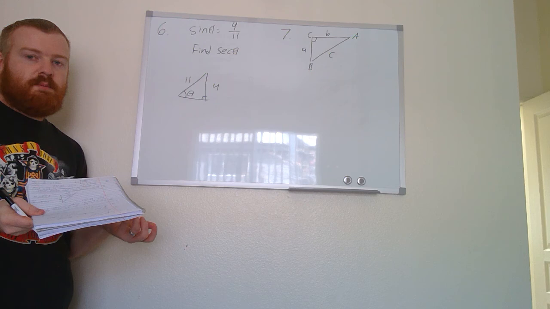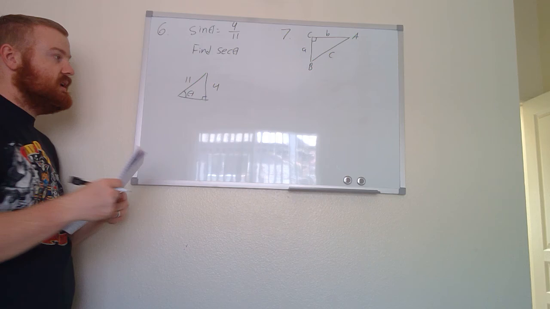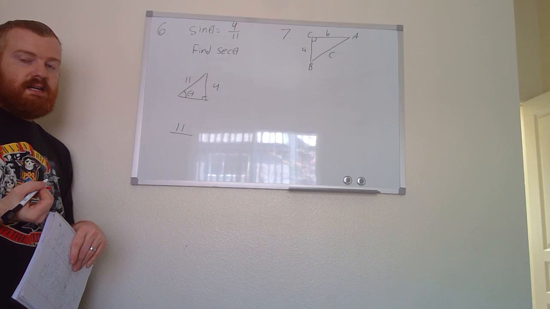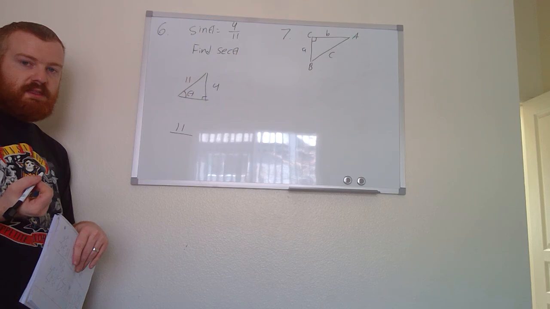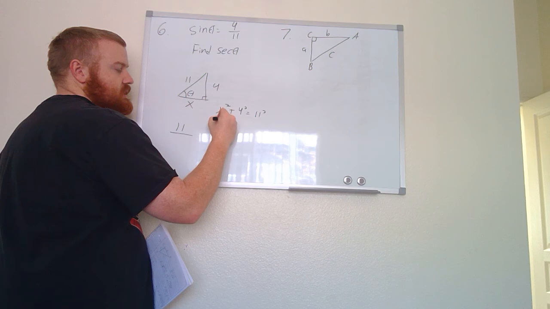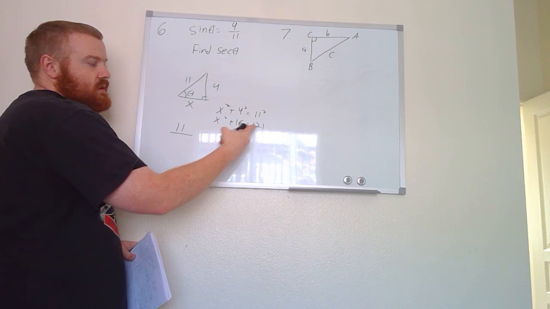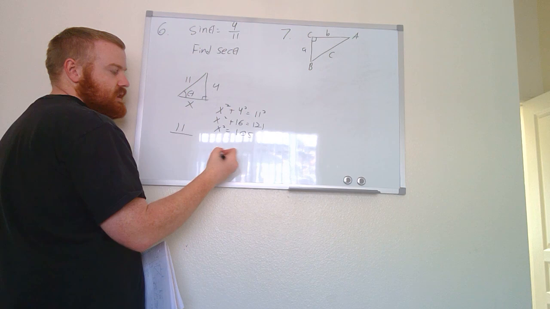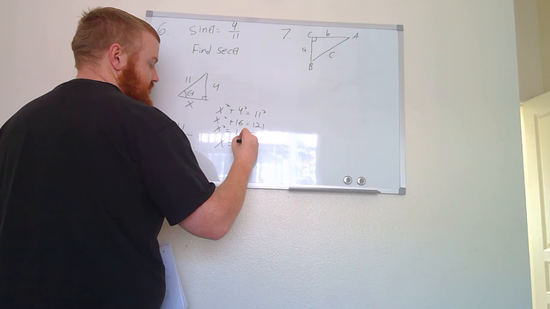Now we know that the hypotenuse is going to be 11, so we know this will be 11 over something, but we don't know what the adjacent side is. Since we have two out of the three sides, though, just like in the first two examples, we can use the Pythagorean theorem to solve for the missing side. So I'm just going to call this side x. So we will have x squared plus 4 squared equals 11 squared. So x squared plus 16 equals 121. Subtract over the 16, we get x squared is equal to 105, and then we take the square root. Now the square root of 105 does not simplify, so we're just going to leave x as the square root of 105. So that is what the denominator is going to be.